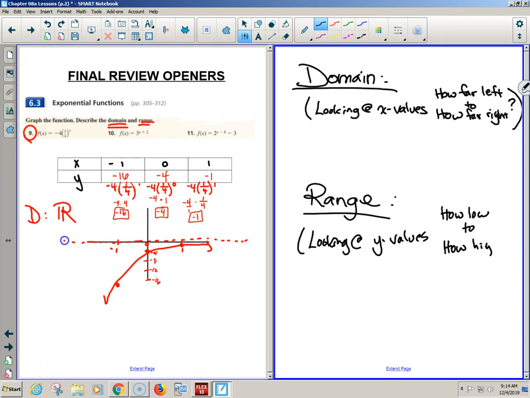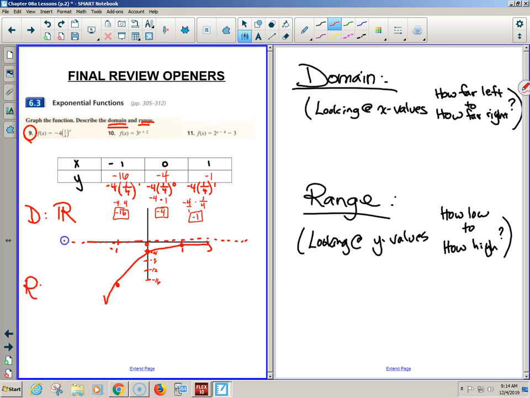To how high will the graph go? And what do we answer for this one? It has an upper boundary. An upper boundary says, hey, stay below me. Below would be a less than. Stay below who? Stay below 0. We have our domain, and we have our range.